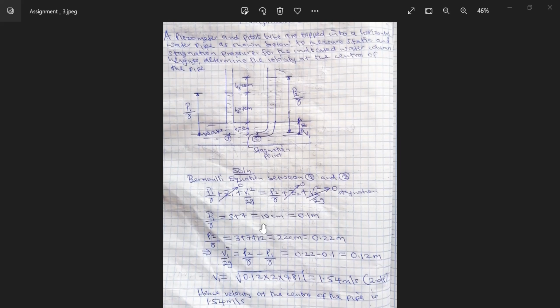Now remember, in the Bernoulli equation, we assume we don't have energy losses, so the sum of the heads at point 1 is equal to the sum of the heads at point 2.